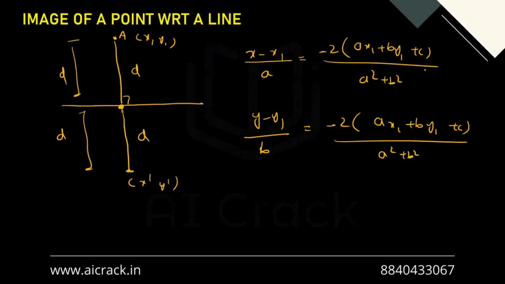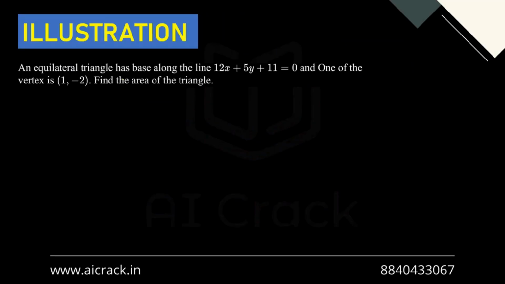So if you have remembered this formula, then you will probably remember this formula as well. Now let's try to solve a few examples. This example says an equilateral triangle has its base along the line 12x plus 5y plus 11 equals 0, and one of the vertices is (1, minus 2). Find the area of the triangle.